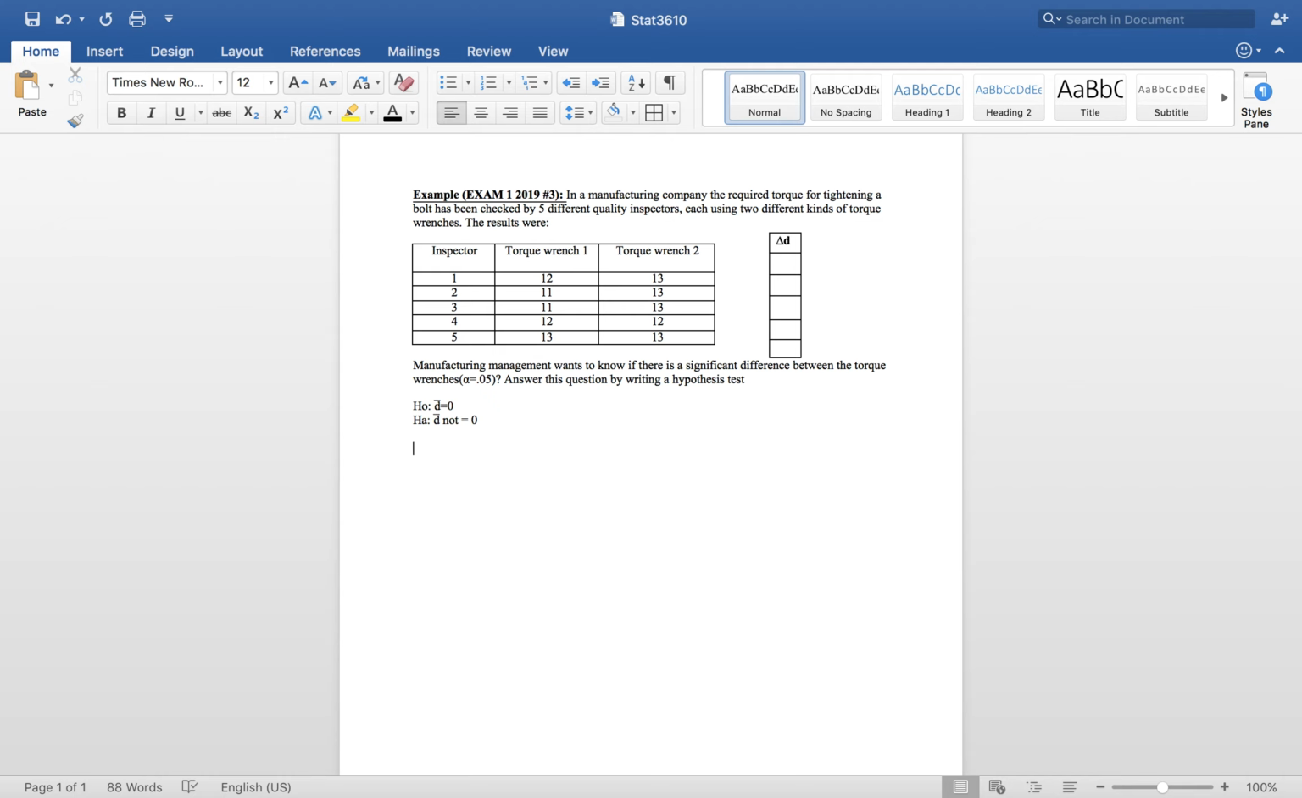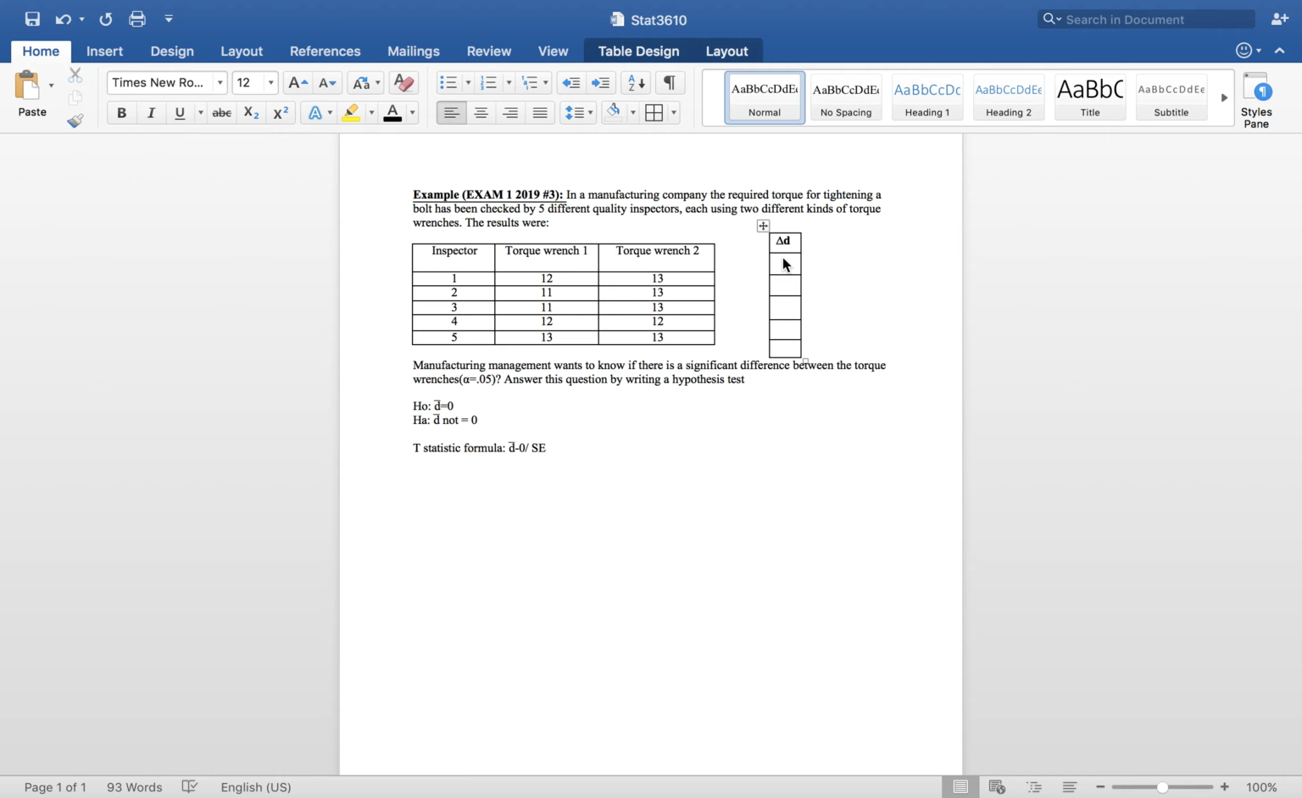Okay, next we should write out our t-statistic formula so then we can figure out what we need to eventually find if there is a significant difference between torque wrenches. So t is the mean difference minus 0, because we have 0 in our hypothesis, divided by SE. Next, in order to get our mean of D, we need to find the difference between torque 1 and torque 2. So we'll do this by torque 2 minus torque 1.